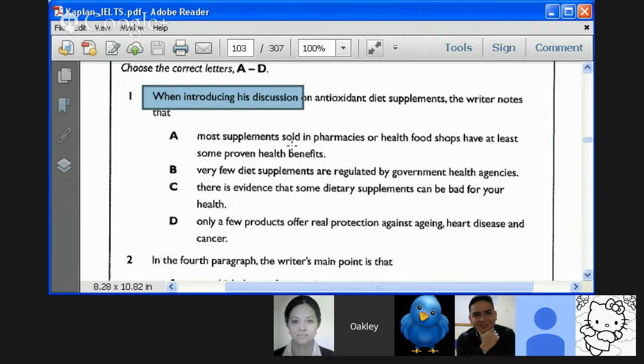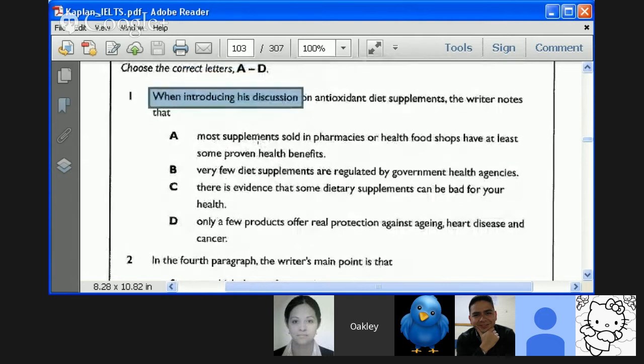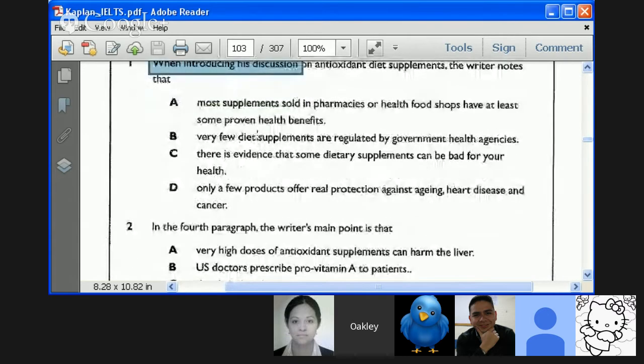Okay, well, my initial thought with this is that the reading passage is very likely about antioxidant diet supplements. So when introducing this discussion, I'm going to look first at the very beginning, in the first paragraph. All of these IELTS or TOEFL or CAE or any of these reading tests that you're going to do will always have the same organization.